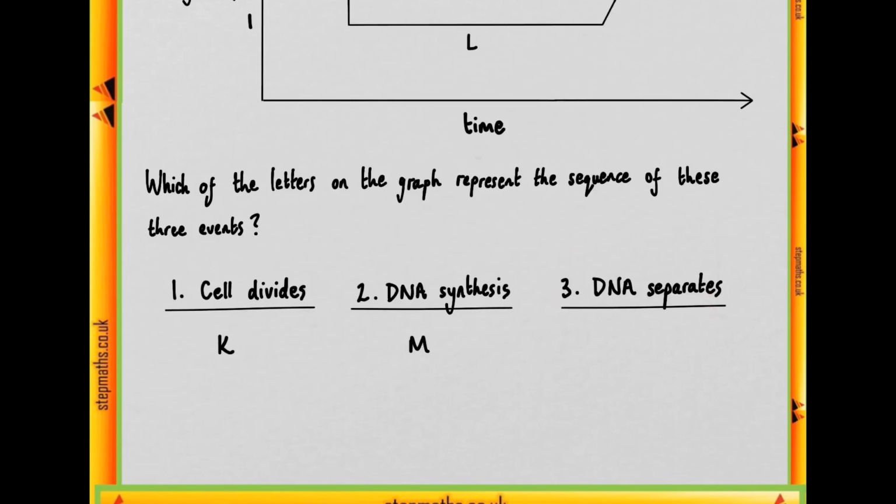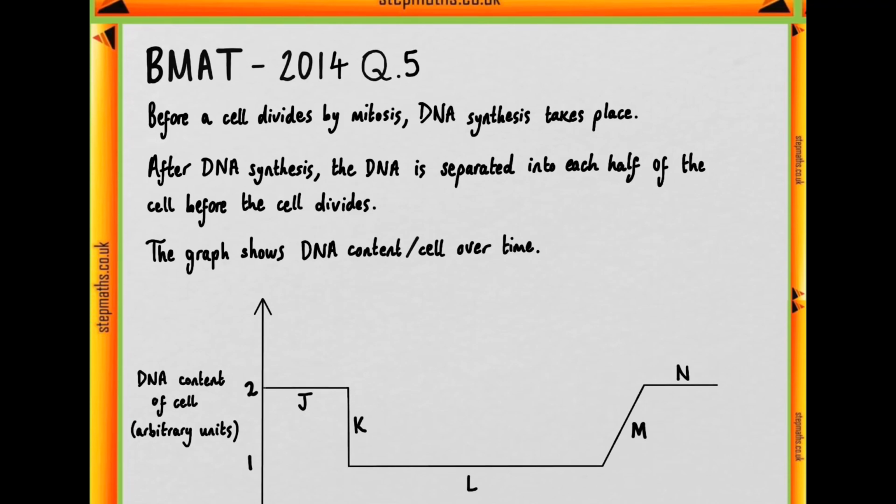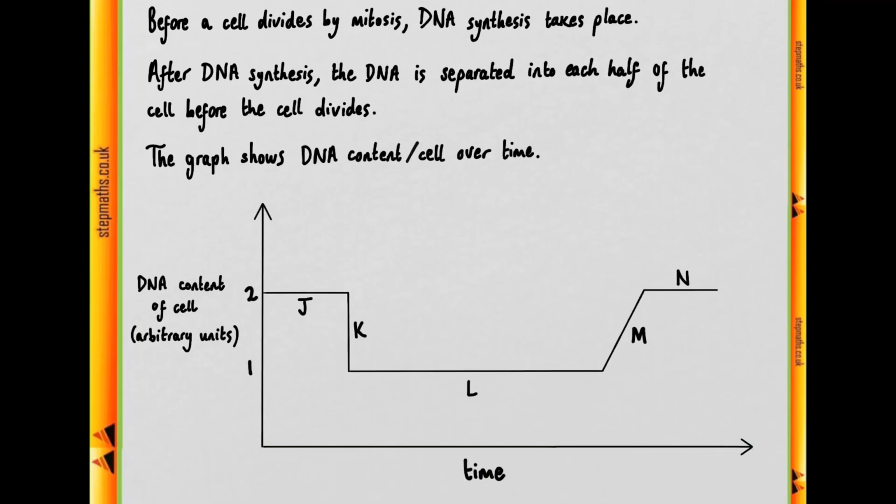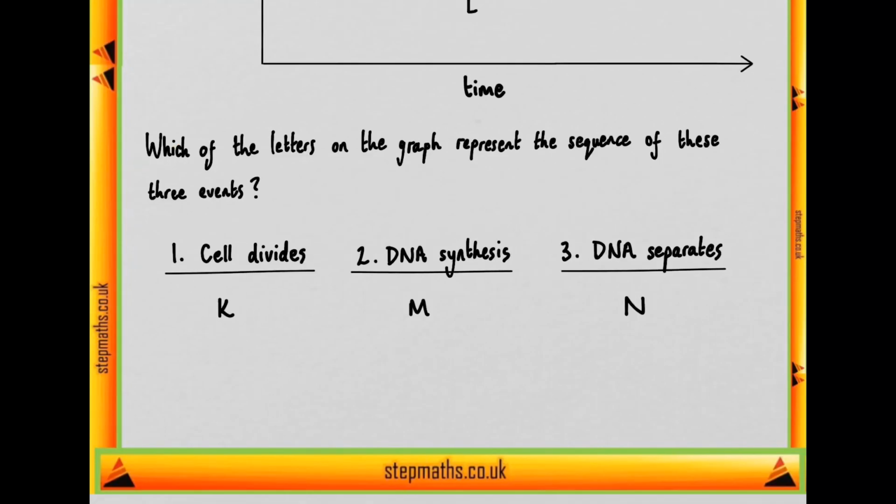Moving on, when the DNA separates. Now, in order to be clear on what this means, we should refer back to the information in the question. We're told that after DNA synthesis, so that gives us a clue of what our answer might be, the DNA is separated into each half of the cell before it divides. So, given that the DNA is remaining within the one cell, it's just separating into different parts of the cell, into one half or the other, then the DNA content will be unchanged, and that represents label N because it's after DNA synthesis. So you can see K, M, and N corresponds to answer D in our answer table, and therefore that's our answer, option D.